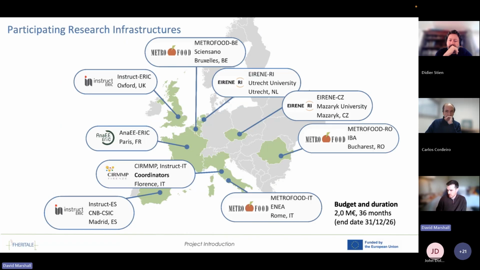So this is an overview of the partners that are involved in the project, and you can see they're spread across Europe through 4 different research infrastructures, namely Instruct, based in UK, but also in Italy and Spain. And the project is coordinated by CHIRM, based in Italy, in Florence. Also Metrofood across 3 distinct sites in Europe, Untargeted in Paris and France, and also Irene across the Netherlands and Czechia as well. And you can see also the project is due to finish at the end of this year, so we hope to have some exciting outputs coming to you over the next 9 or 10 months as well.